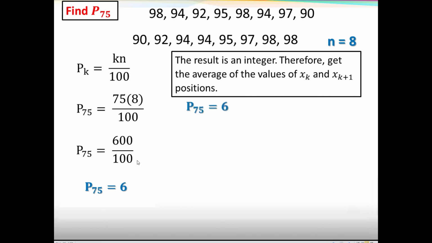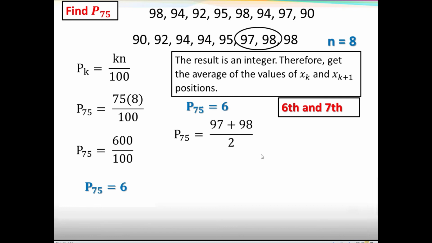Again, P sub 75 equals 6. The result is 6. That means we need to get the average of the 6th and the 7th data. So, asan po ang ating 6th and 7th data? Hanapin natin dito. 1, 2, 3, 4, 5, 6. So, ito yung 6th data. This is the 7th data. We need to get the average of 97 and 98. So, P sub 75 equals 97 plus 98 all over 2. O, lagi pong over 2. Pagpaplasin mo lang, laging over 2. Pagkukuha po ng average ng dalawang numbers.